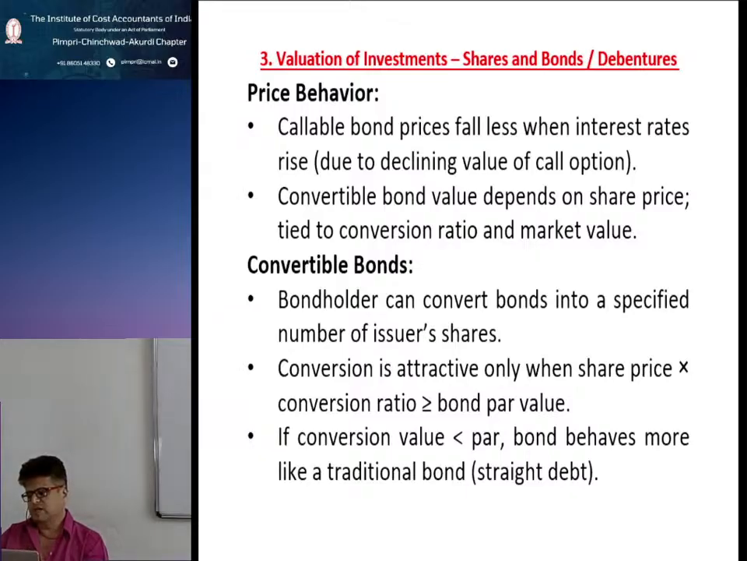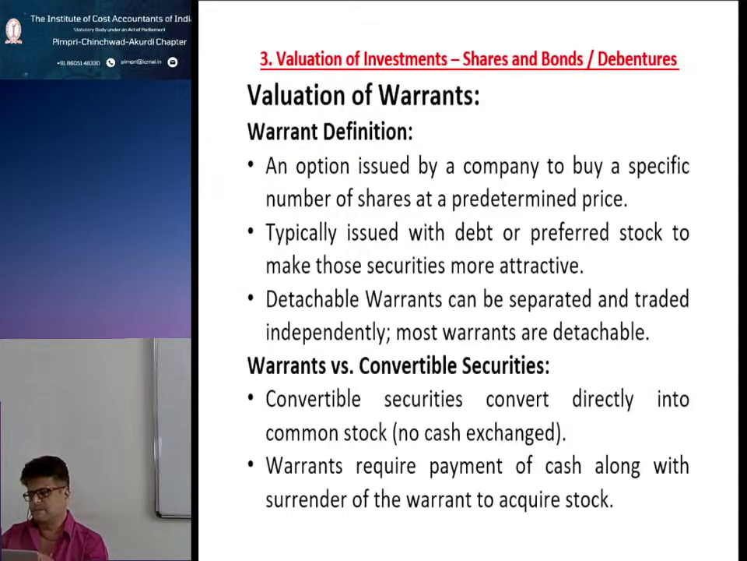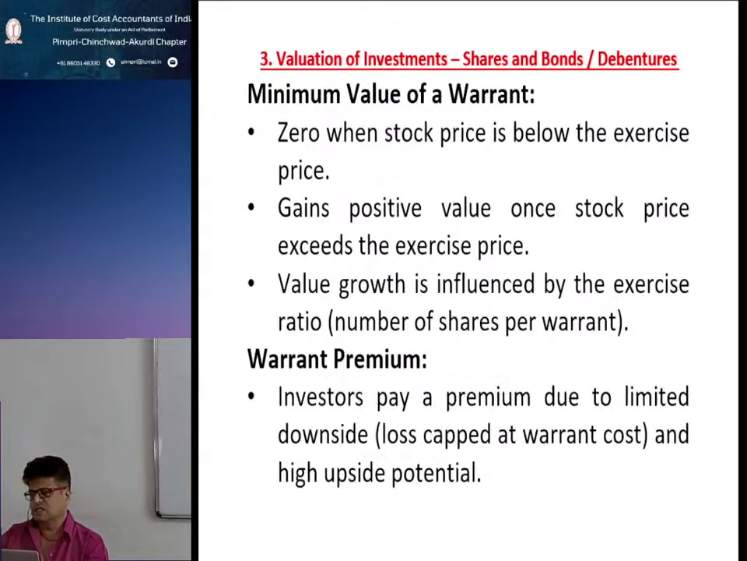If conversion value is less than par, then the bond behaves more like a traditional bond, that is, straight debt. Then we saw valuing convertible bonds, especially the private ones, split into straight bond value and conversion option value. Example via Black-Scholes model. Then we saw the valuation of warrants, wherein we saw the warrant definition. Then we saw how the distinction between warrants and convertible securities works.